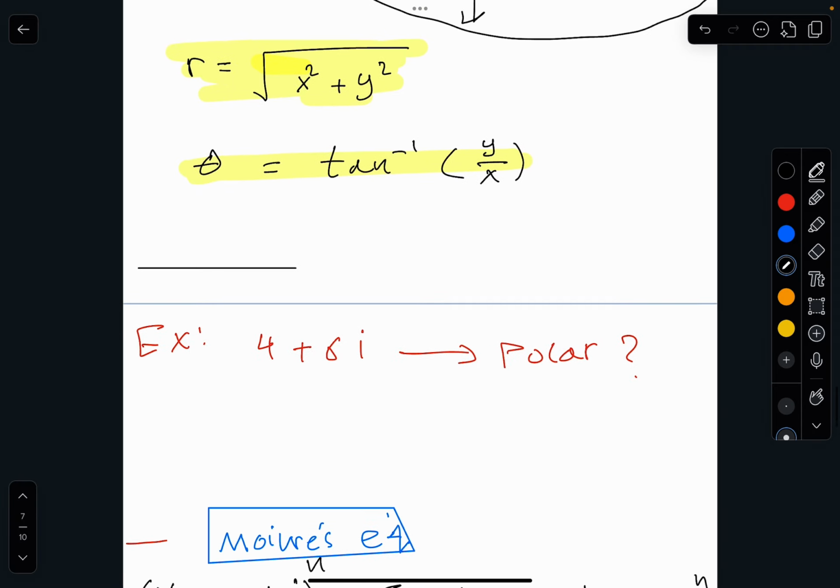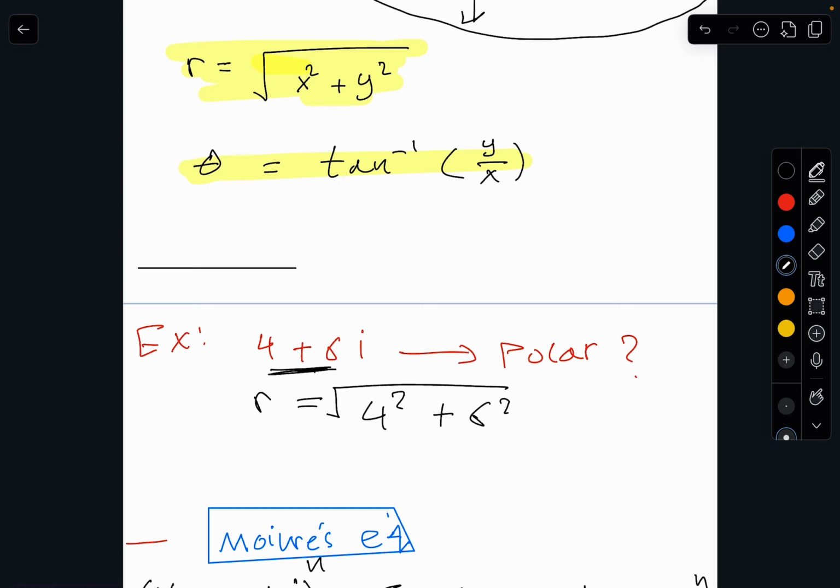Okay, so let's take an example. This is a rectangular form. We want to convert it to polar form. So we're going to find r. r is the square root of 4 squared plus 6 squared. Let me use the calculator: 4 squared plus 6 squared. It's equal to 7.2.